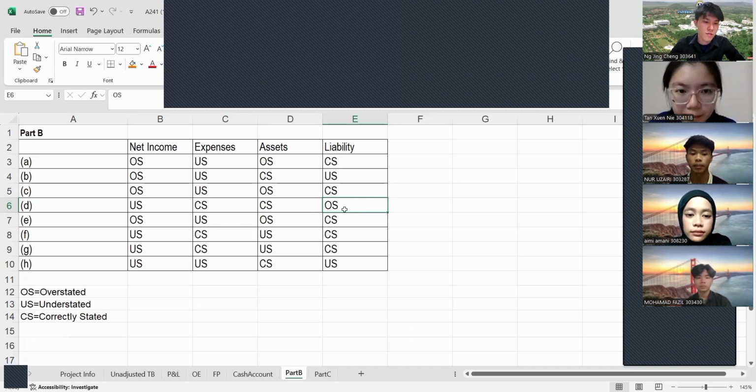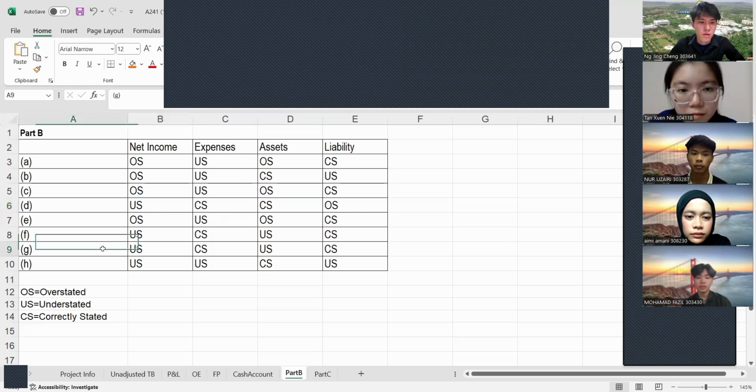I agree with you. This process reduces the liability as the obligation is settled and simultaneously increases the net income as the revenue is recognized. Hence, the total liability is overstated and the net income is understated.